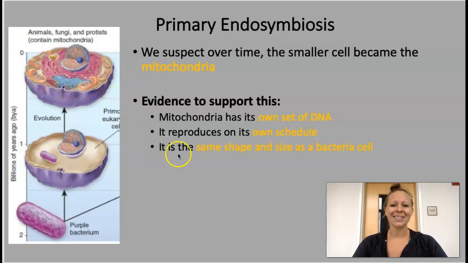Also, it has the same size and same shape as a bacteria cell. I don't know if you can see this on the video, but this is the shape of the bacteria, and if we look at the mitochondria inside the cell, they have about the same shape and the same size. So we suspect that these mitochondria were ancient cells that existed independently of the host cell. This was the primary endosymbiosis event. Looking at the word primary, we can assume that this was the first endosymbiotic event.